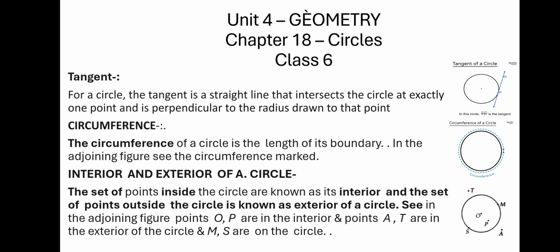Interior and exterior of a circle. The set of points inside the circle are known as its interior, and the set of points outside the circle is known as the exterior of a circle. See in the adjoining figure, points O and P are in the interior and points A and T are in the exterior of the circle, whereas M and S are on the circle.